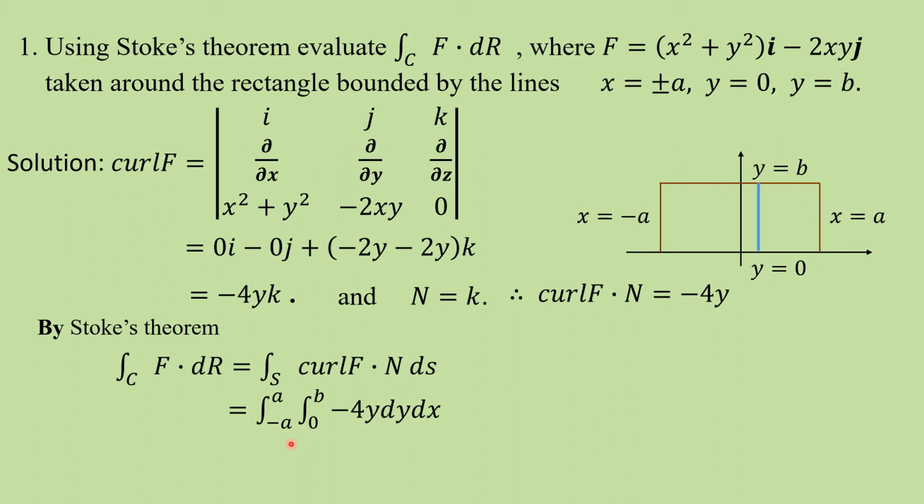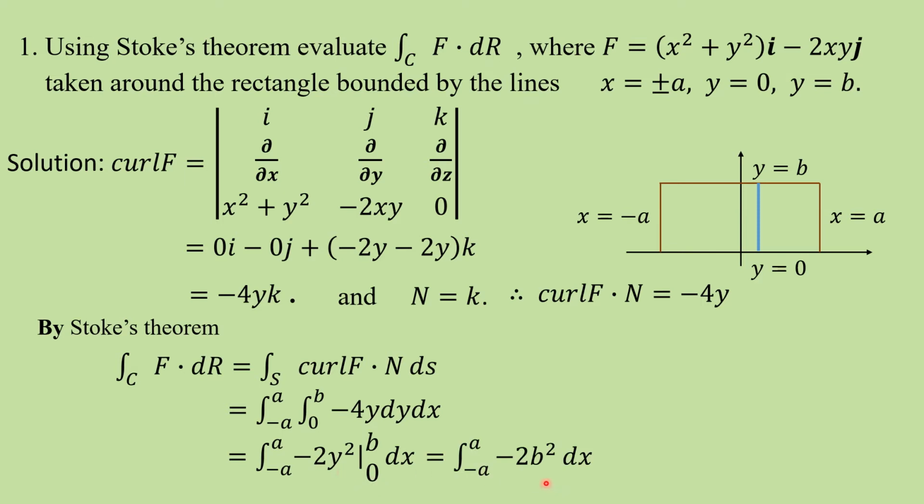So I got the corresponding limit for x as minus a to a, and for y it is 0 to b. So integrate the inner integral, that is the integral of minus 4y with respect to y. So it is y square by 2, it gives minus 2y square. Apply the limit, upper limit minus lower limit, so minus 2b square.